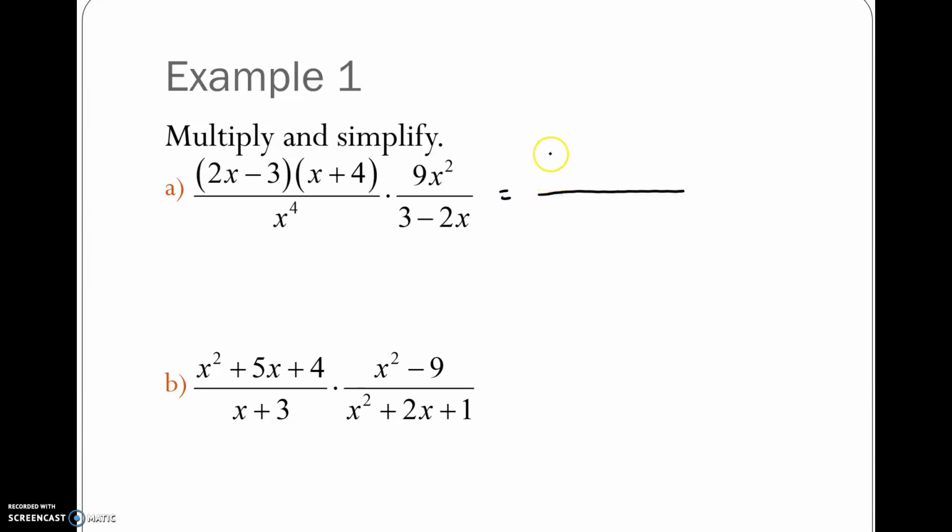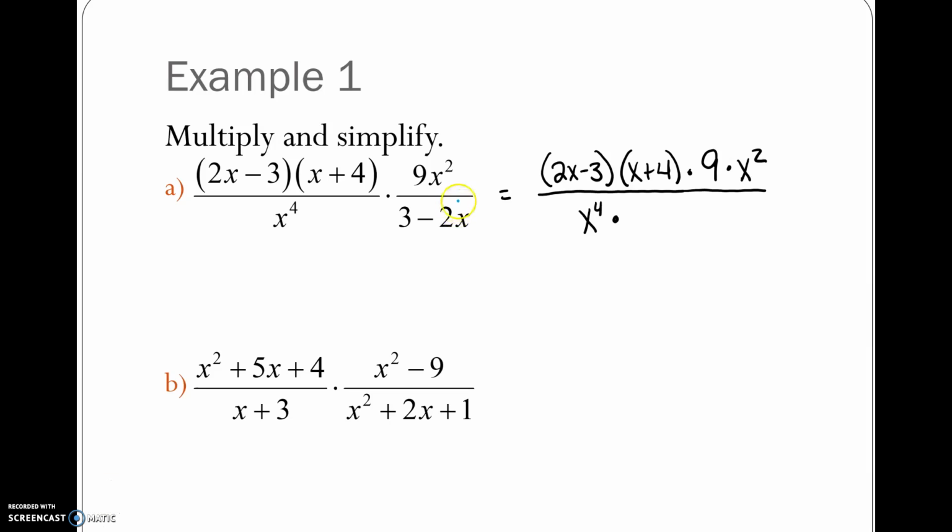Okay, we've got 2x minus 3. 2x and 3 don't have anything in common, so that can't be factored. X plus 4, that's pretty simple. That can't be factored. And we've got a 9 and an x squared. You don't need to split up the 9 and the x squared, but I do want you to realize that 9x squared is not one thing. It's a 9 times an x squared. On the bottom, we've got x to the fourth.